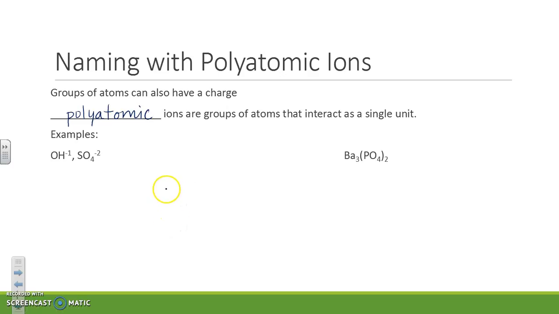All right, so examples of those would be OH with a -1 charge, this is hydroxide. SO4 with a -2, that's sulfate. Okay, here is the formula for an ionic compound with a polyatomic ion, and we know it's ionic because barium is a metal. So we would name this barium and then phosphate. The end of the polyatomic ion does not change. You do not change the ending of a polyatomic ion. You only change the ending of a non-metal.